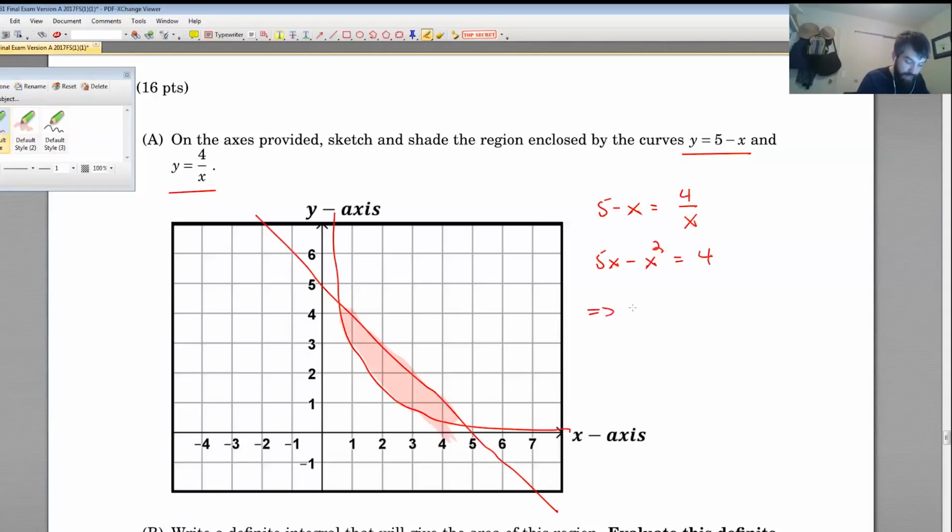And if I rearrange that again, it's going to be x squared minus 5x plus 4 is equal to 0. If I want to factor that, I get x minus 1, x minus 4 is equal to 0, and so I get x equal to 1 and x equal to 4 as my two spots.